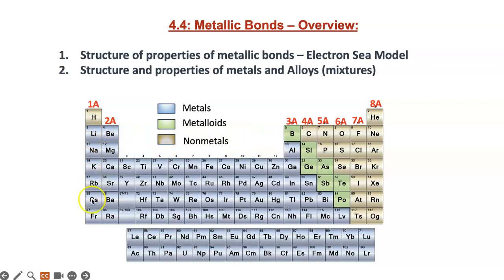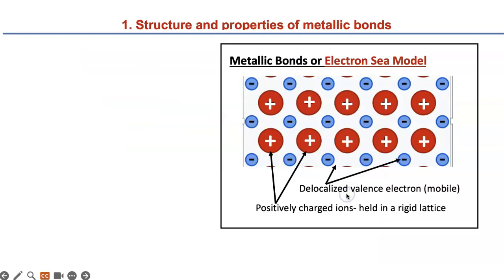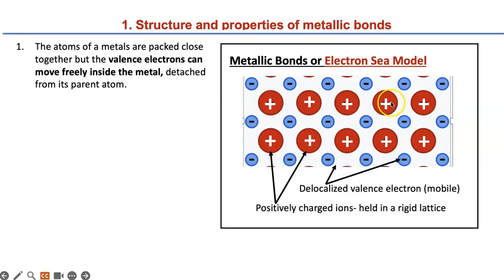Pure metals can be anything in blue over here, and alloys can be made with metals, metalloids in green, and some of the non-metals. So let's first look at the structure of metallic bonds. You can draw this diagram for a metallic bond. It is also called the Electron Sea model.